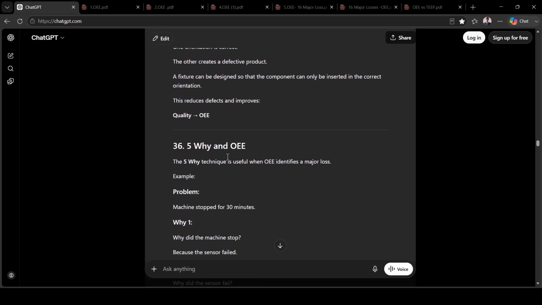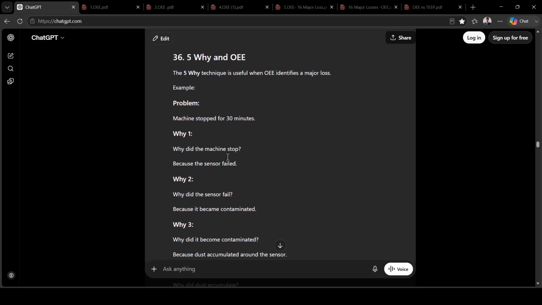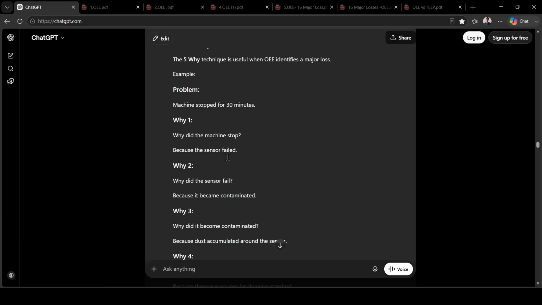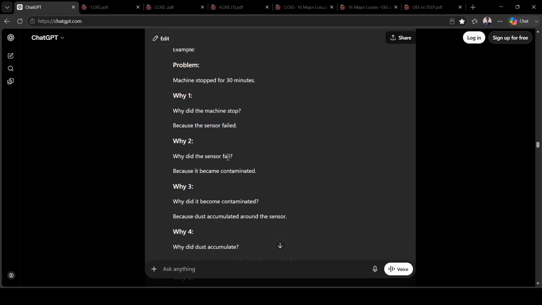5 Why and OEE. The 5 Why technique is useful when OEE identifies a major loss. Problem: the machine stopped for 30 minutes. First, why? Why did the machine stop? Because the sensor failed. Second, why? Why did the sensor fail? Because it became contaminated.